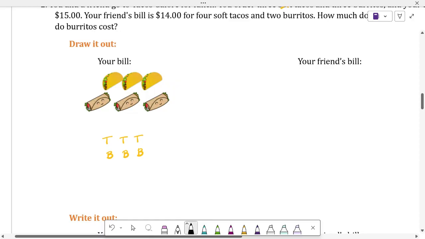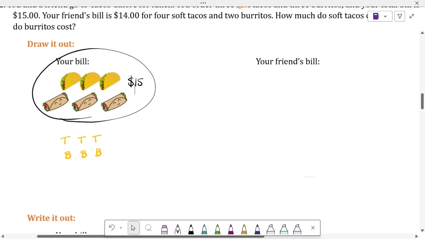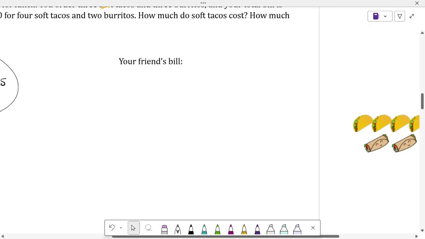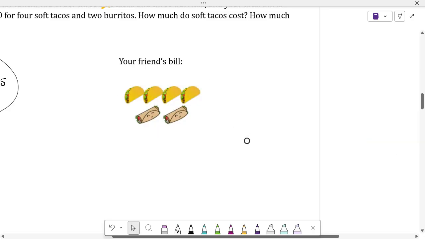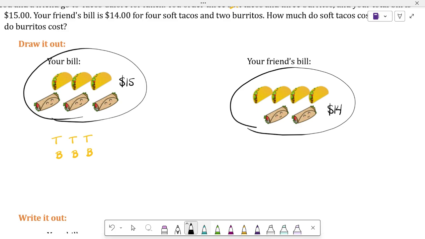And all of that came to be $15. Your friend's bill was $14, and they had gotten 4 tacos and 2 burritos. And that was $14. Go ahead and draw that on your paper as well. Again, if you want to do T's and B's instead of actually drawing, that's fine with me.